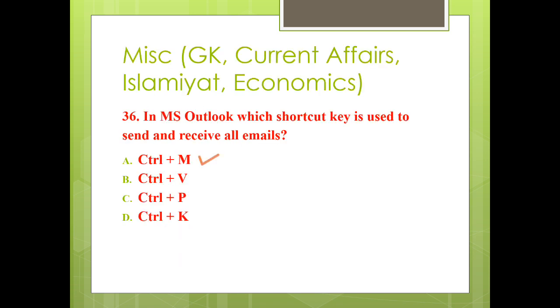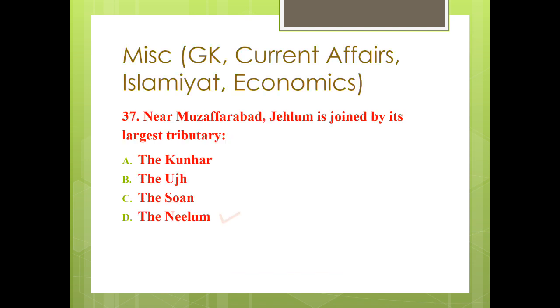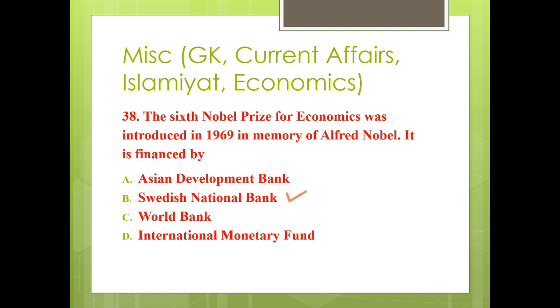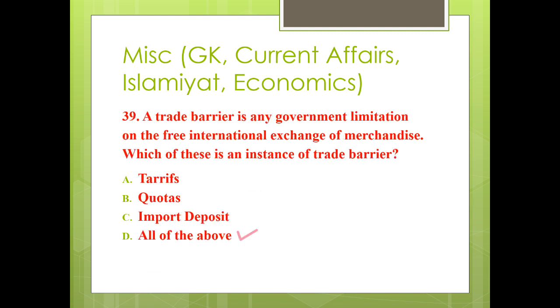Now here comes the miscellaneous or GK, current affairs, Islamiyat, economics or Pakistan studies portion. In MS Outlook, which shortcut key is used to send and receive all emails? Control M is the one over here. Then near Muzaffarabad, Jhelum is joined by its largest tributary, which is Neelam. The sixth Nobel Prize for Economics was introduced in 1969 in memory of Alfred Nobel. It is financed by the Swedish National Bank.